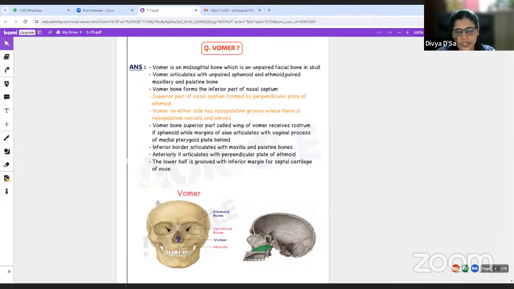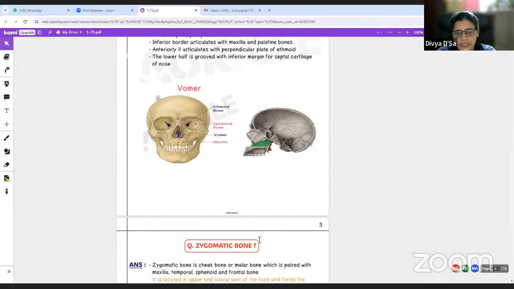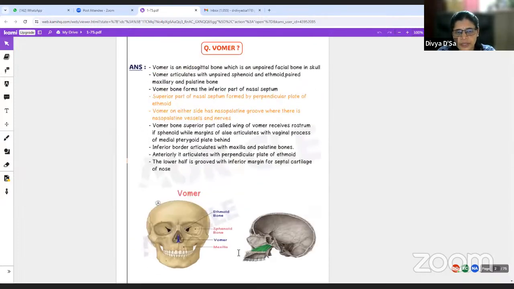This blue thing is the vomer bone. The superior part of the nasal septum, we saw earlier, was formed by the perpendicular plate of ethmoid, whereas the vomer bone will form the inferior part of the nasal septum. On either side of the vomer bone, in the base of the skull, there is a small groove called the nasopalatine groove, where the nasopalatine vessels and nerves pass through.